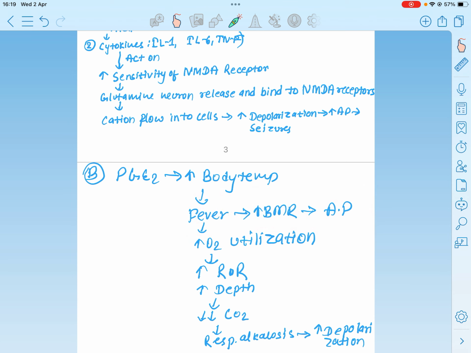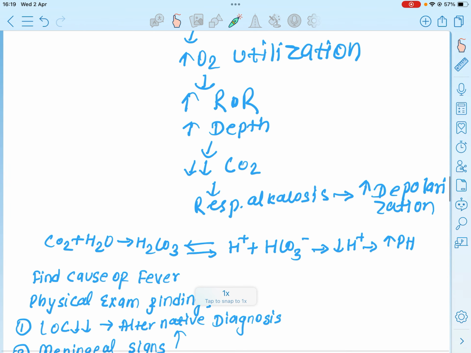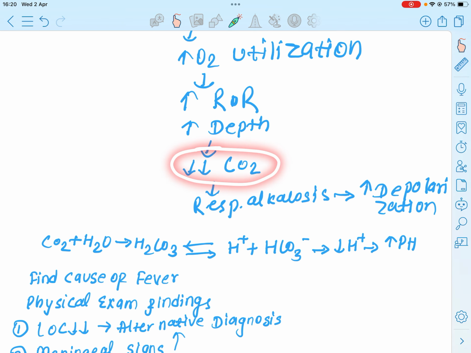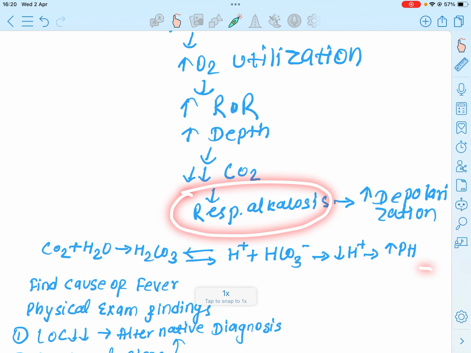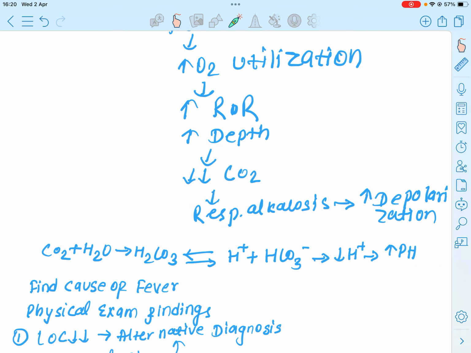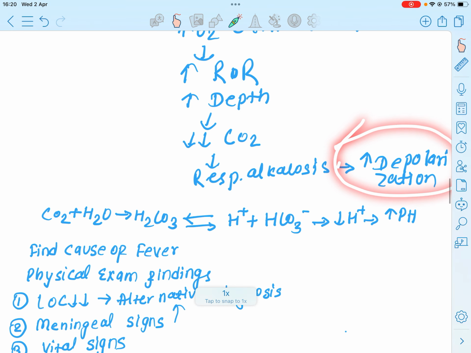Another one is, if there is fever, there will be increase in oxygen utilization, and there will be increase in respiratory rate, and it will lead to increase in depth of respiration. And during the hyperventilation, CO2 will decrease, and that decrease in CO2 will cause respiratory alkalosis, which leads to the increase in depolarization activity.